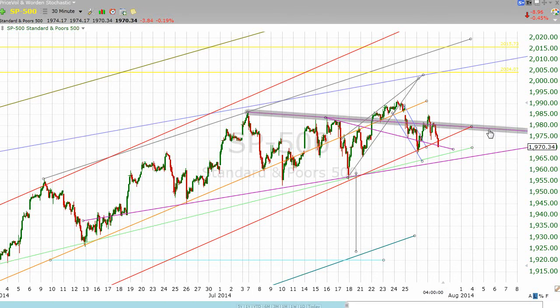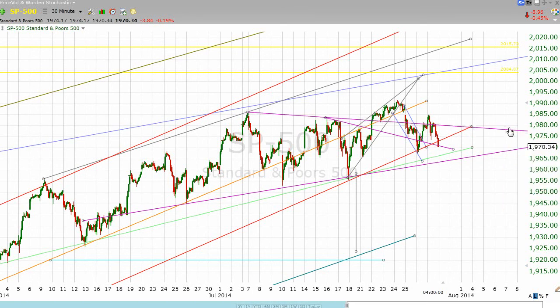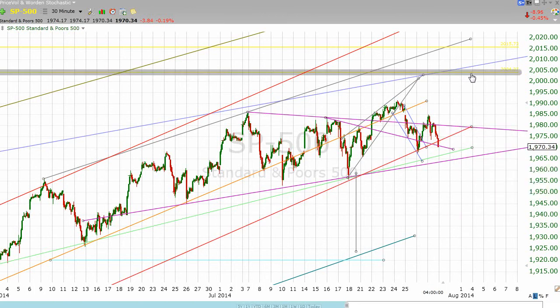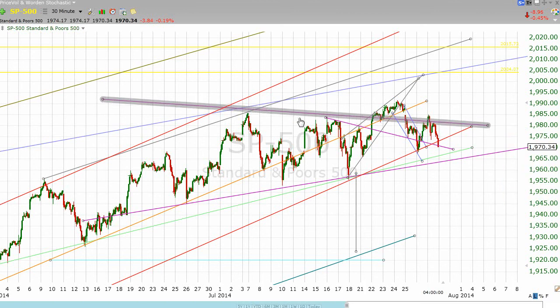And then, of course, this resistance line, which looked to be a good indicator that we were going to get a move up over 2,000, but we got up over that line just a little bit today, then quickly gave that back. So, what do we do with this line?